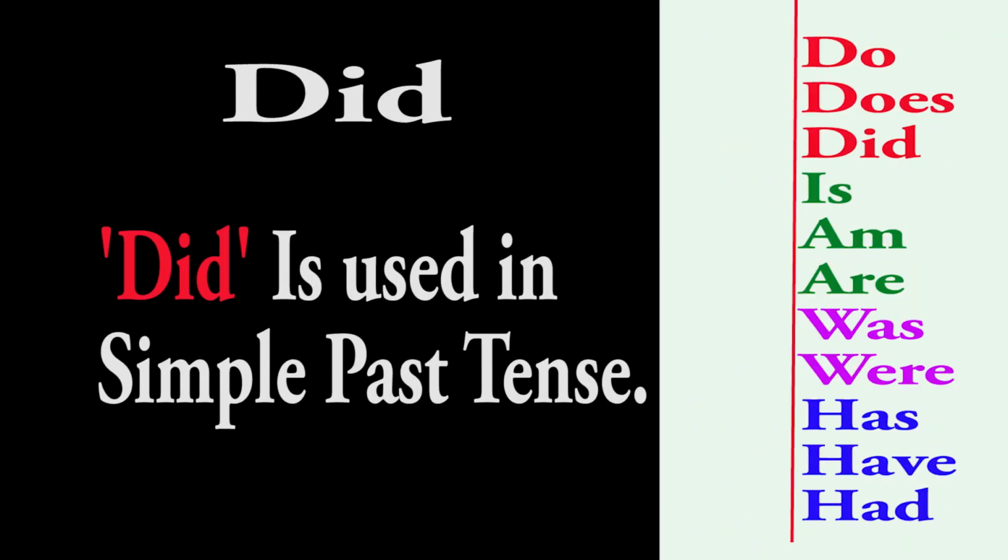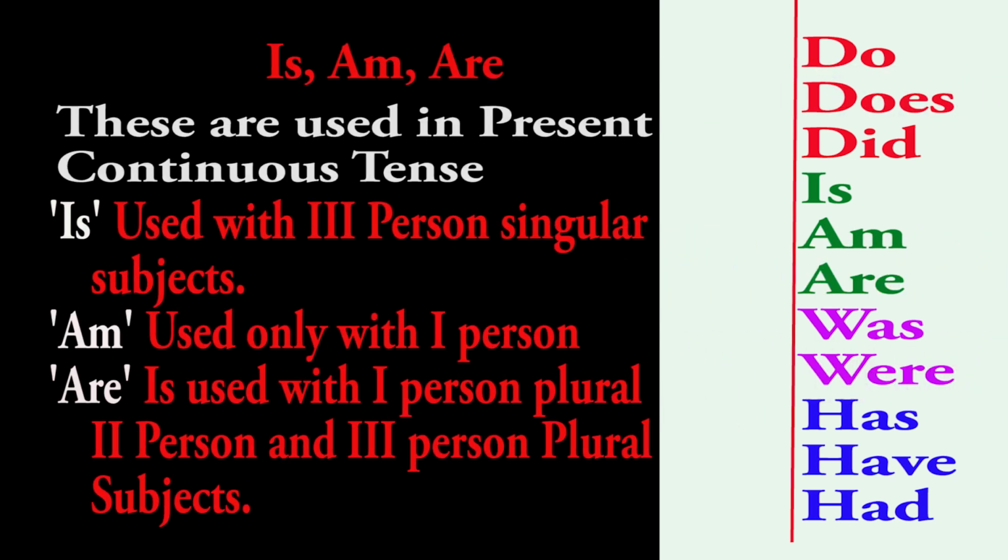Did. The auxiliary verb did is used only in simple past tense. Is, are. These are used in present continuous tense. Is is used with the third person singular subjects. Am is used only with the first person. Are is used with the first person plural, second person and third person plural subjects.